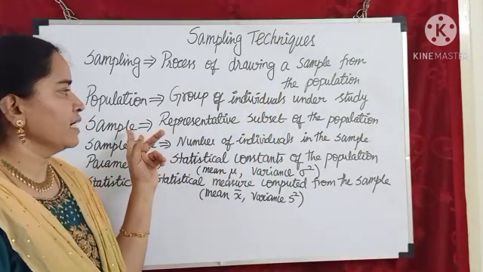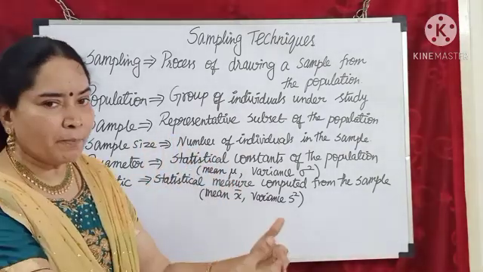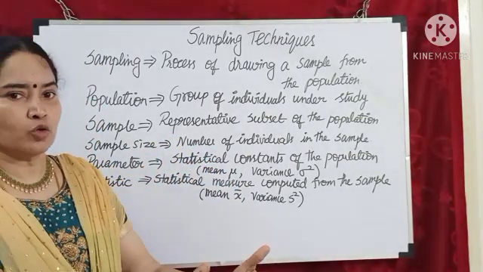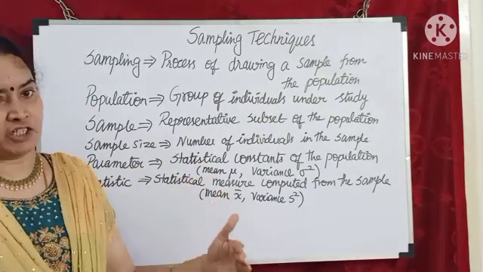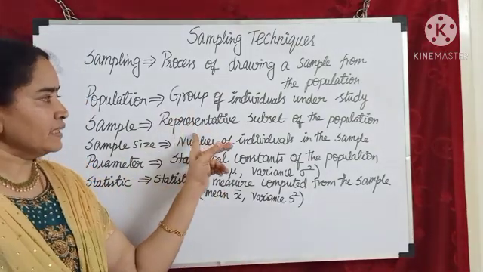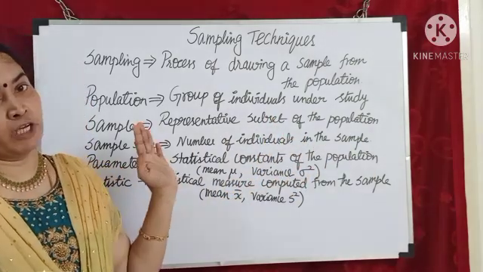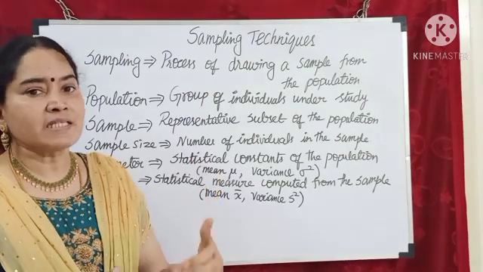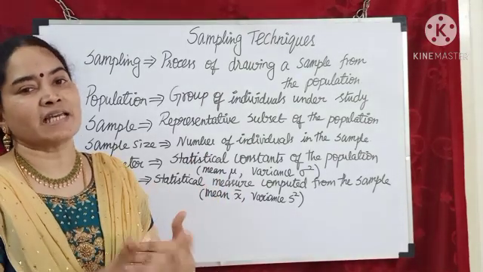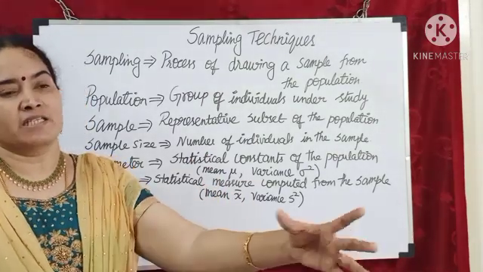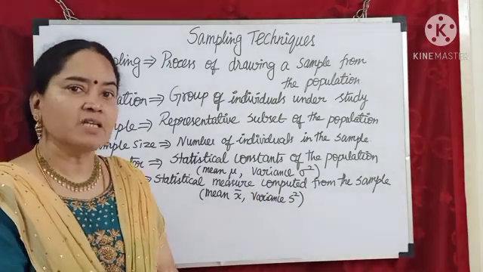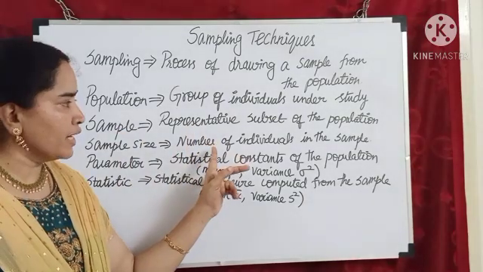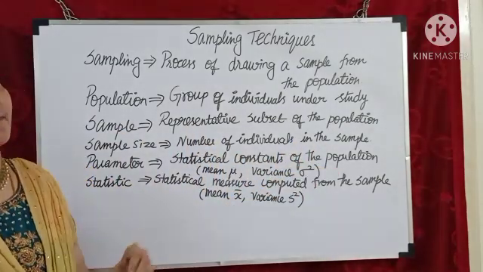The next idea, sample. From the population, we select a group. This group should represent the population. So a representative subset of the population we called a sample. The sample, how many I select? 5. Then sample size is 5. If I select 10, sample size is 10. So sample size tells me number of individuals in the sample.